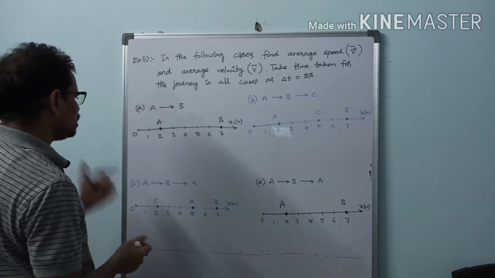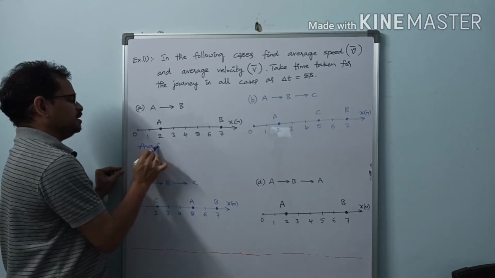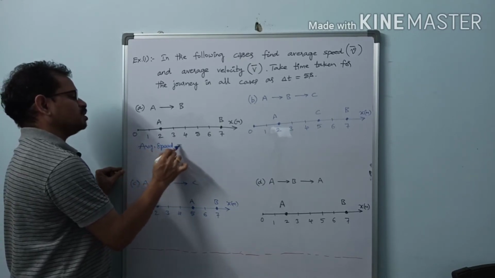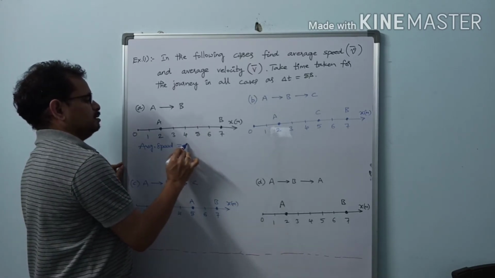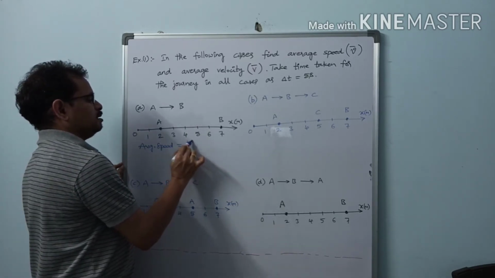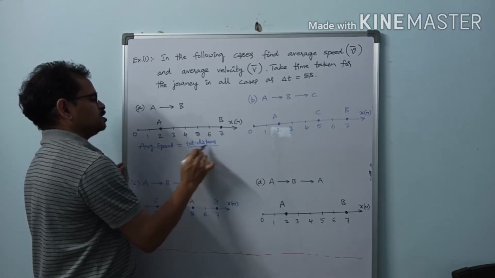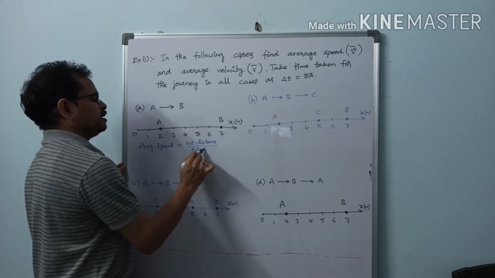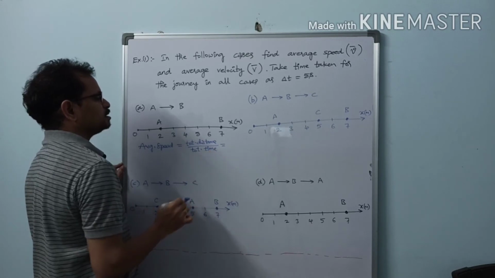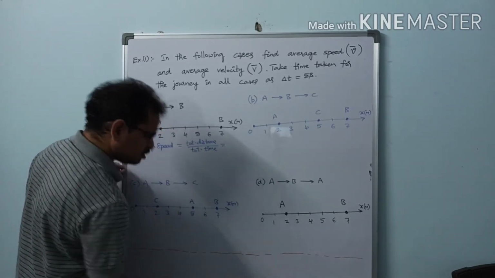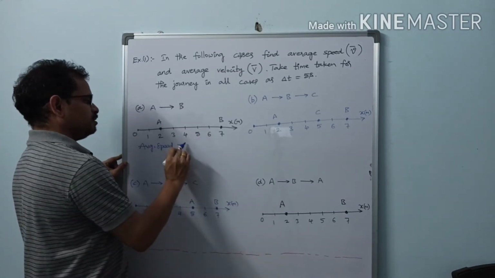Now tell me, in this case, what is the average speed? Average speed is equal to total distance by total time taken. So what is the total distance here? The length of AB. Can I write the length of AB? Total distance by total time is nothing but the length of AB.